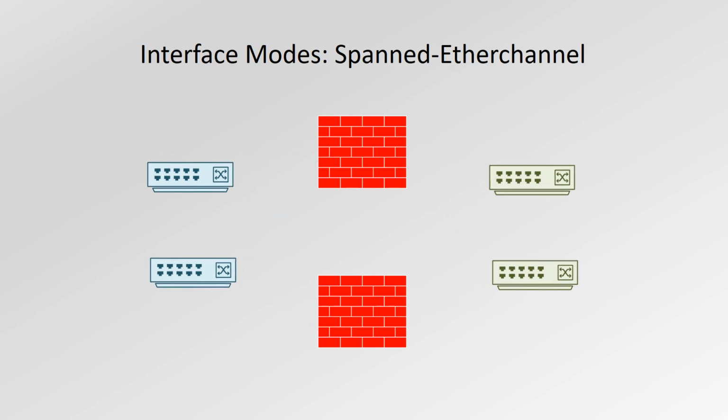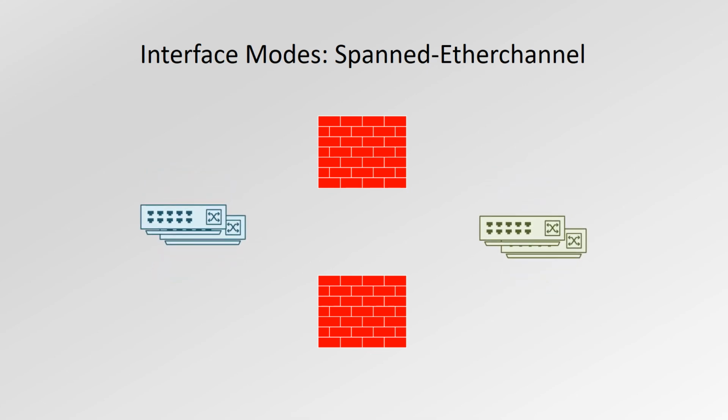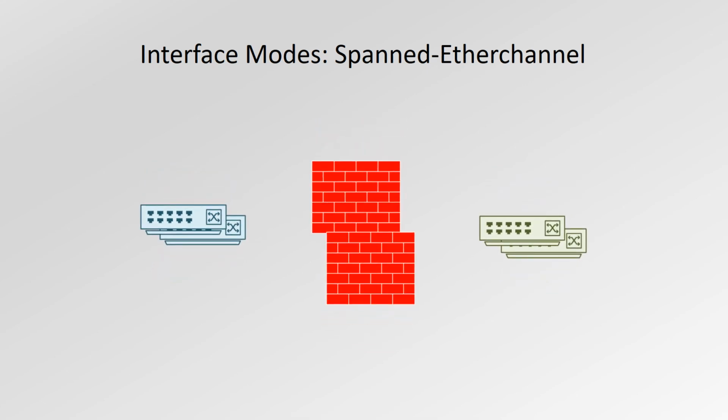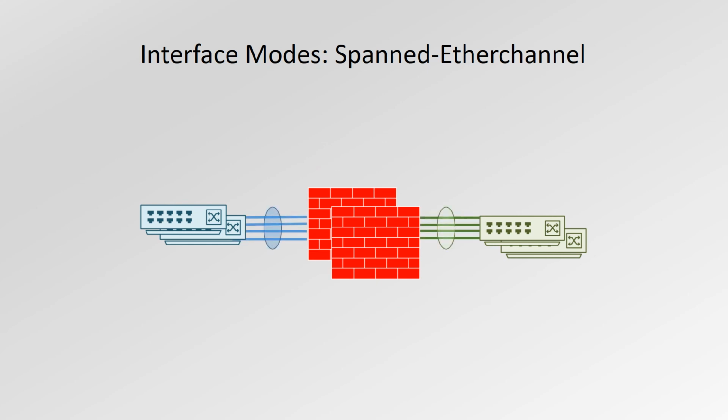The switch pair appears as a single switch to the ASA, and the ASA cluster appears as a single ASA to the switches. Spanned-EtherChannel is recommended for two main reasons. For one, it doesn't require complex configuration. Also, it has very fast convergence already built in if there's a failure.